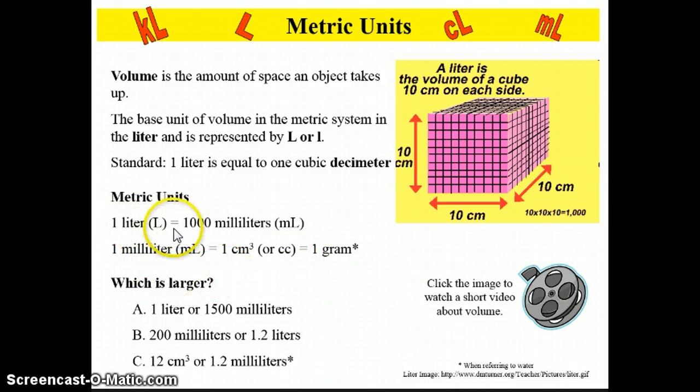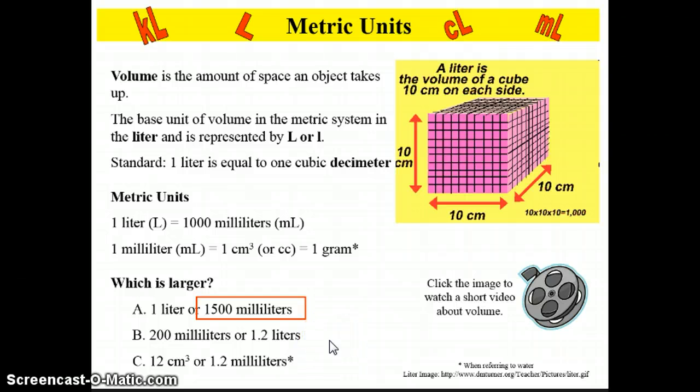1 liter is equal to 1,000 milliliters. And 1 milliliter is equal to 1 cubic centimeter, or 1 gram. Okay, so looking at this, which is larger, 1 liter or 1,500 milliliters? I hope you guessed 1,500 milliliters. That's correct. And the answer was right there.